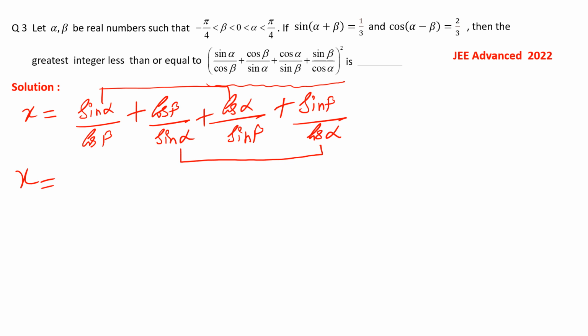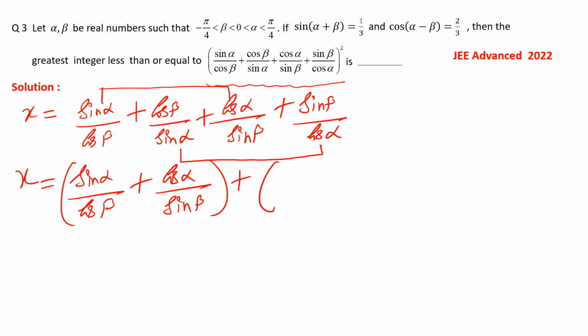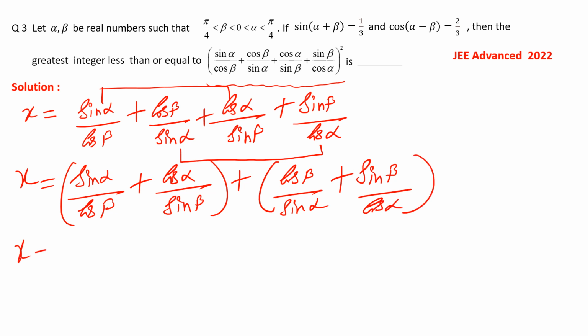Right? So what do I get? I will be getting sine alpha upon cos beta plus cos alpha upon sine beta. This is one group, and another is cos beta upon sine alpha plus sine beta upon cos alpha. Now what is the advantage of doing this? We'll be able to apply the trigonometric identities easily.